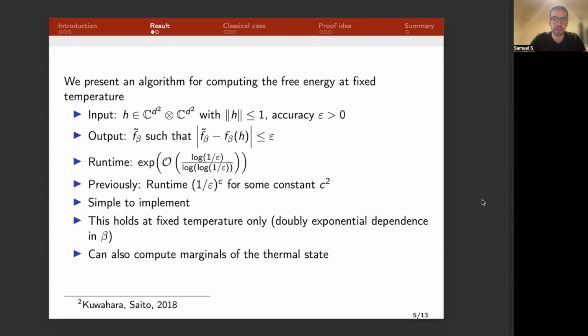Also, as already mentioned, this only holds at fixed temperature, and if you wrote down this runtime including the beta dependence, we would find that it's doubly exponential in beta. But as we said, we don't expect an efficient algorithm in beta because it would solve the computationally hard ground state problem. Furthermore, in the introduction, I mentioned how you can compute thermal expectation values just using the free energy. You could do this by using this algorithm in a black box way, but it will turn out that the algorithm actually gives, as a side result, an immediate description of marginals of the thermal state, which you can then directly use to compute thermal expectation values and other things.